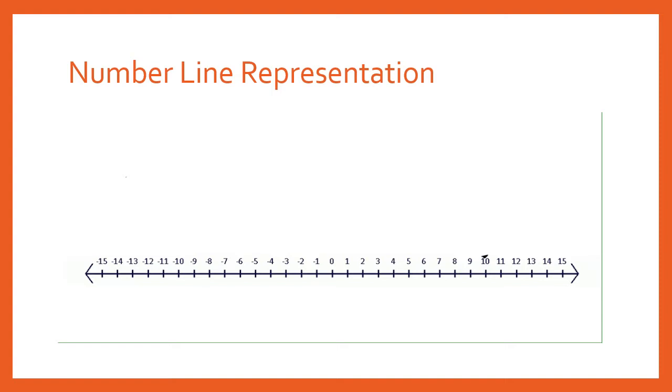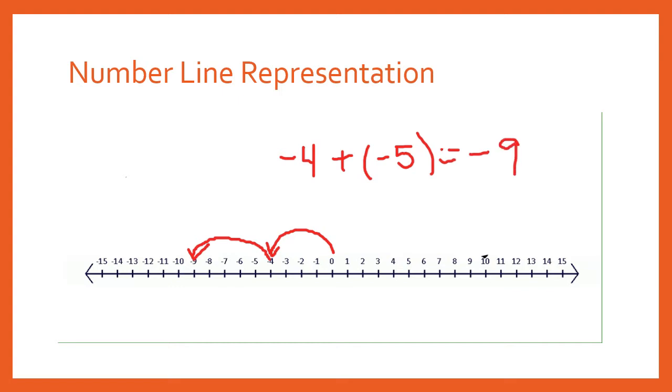Alright, so let's look at a negative example. Let's look at negative 4 plus negative 5. So again, we start at 0 and we go to the left to the negative 4. We pick up from there and we go down 1, 2, 3, 4, 5, and we land on negative 9. Those are pretty straightforward. Where it gets complicated is when we mix it up and have both, right?